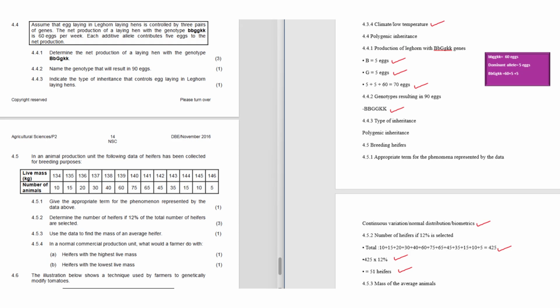4.4. Assume that egg laying in Leghorn laying hen is controlled by 3 pairs of genes. The net production of a laying hen with the genotype EBGGKK is 60 eggs per week. Each dominant allele contributes 5 eggs to the net production of eggs. 4.4.1 Determine the net production of a laying hen with the genotype B dominant, B recessive, G dominant, G recessive, KK recessive.